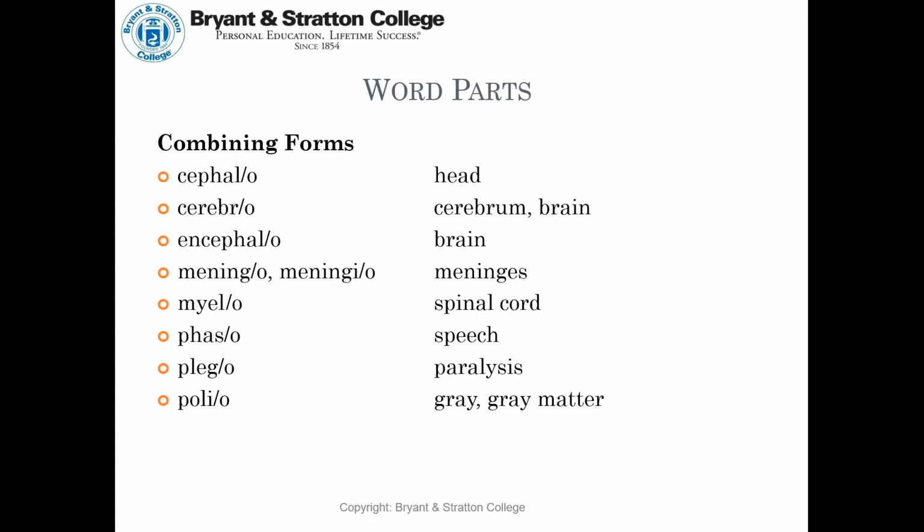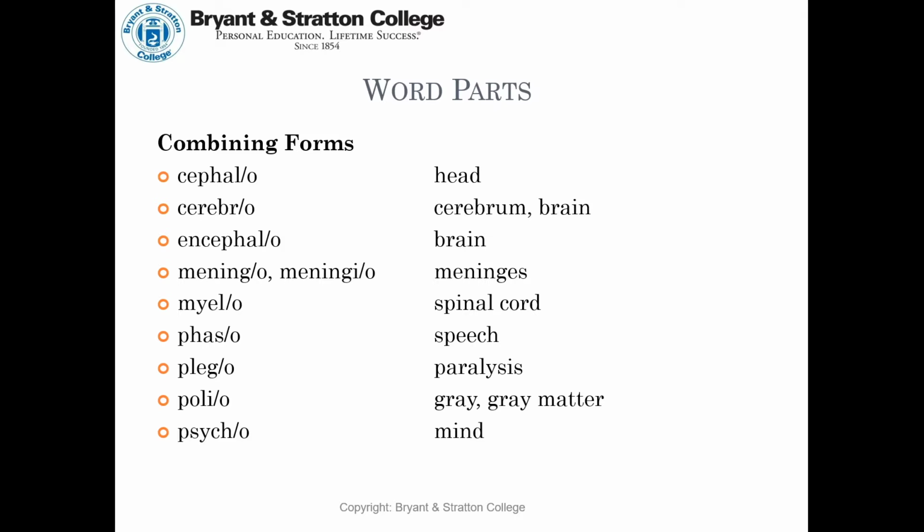Specifically, it technically only means gray, but when referring to the nervous system, it specifically means gray matter, because within the central nervous system, we have what's called gray matter and we have what's called white matter, and it's the differentiation between gray and white matter depends on a protein that exists called myelin.